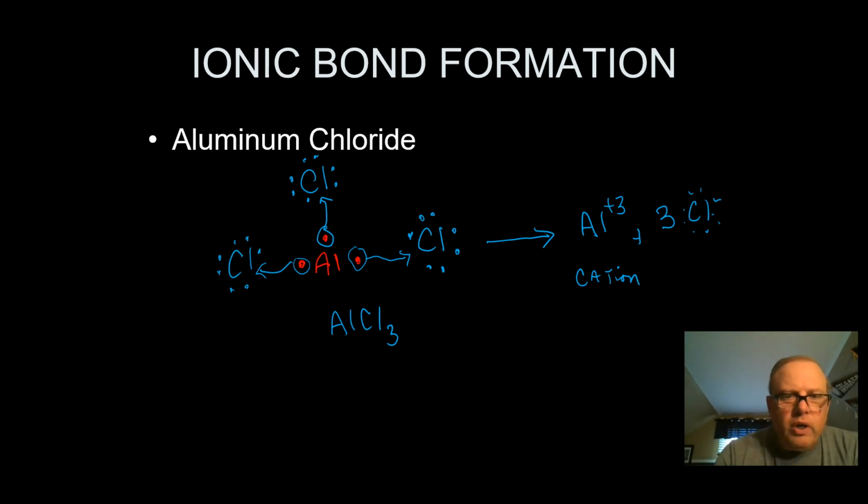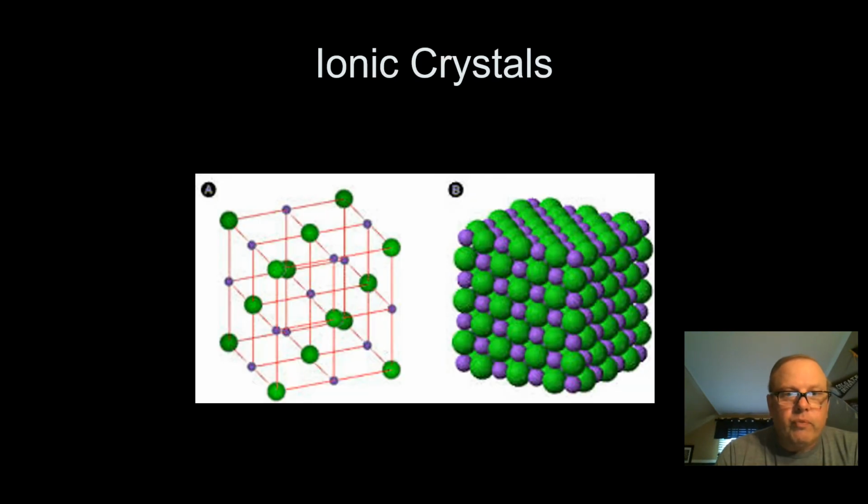Very, very short, strong bond. Because the electrons are transferred, they can't flow through. As solids, ionics will not conduct. They're not electrolytes as solids because electrons can't flow through them. As a matter of fact, they're pretty good insulators. All right, what's next? Here's an ionic crystal.